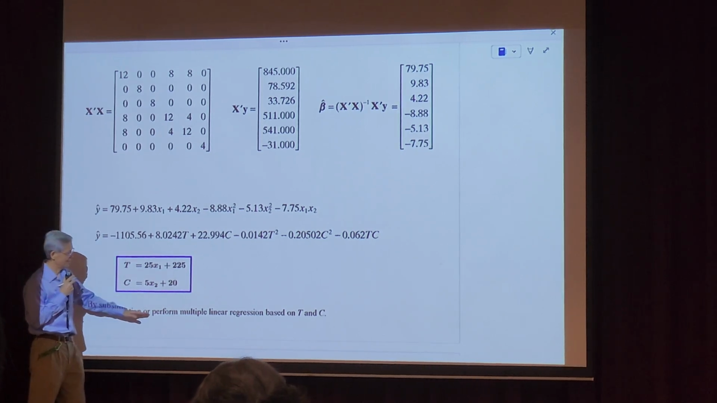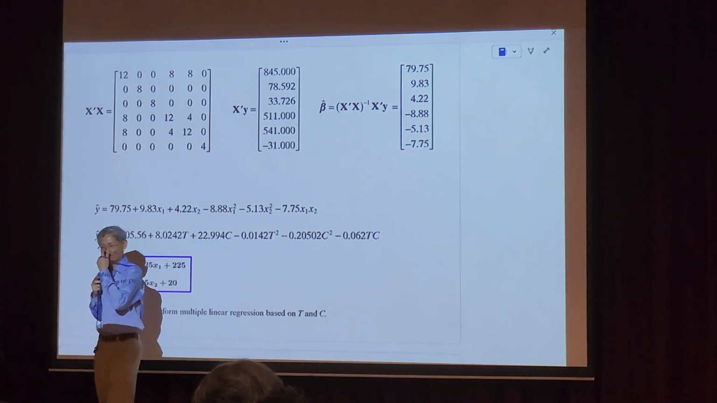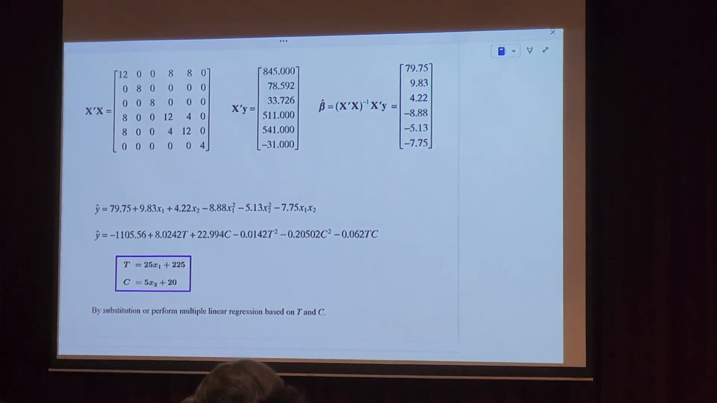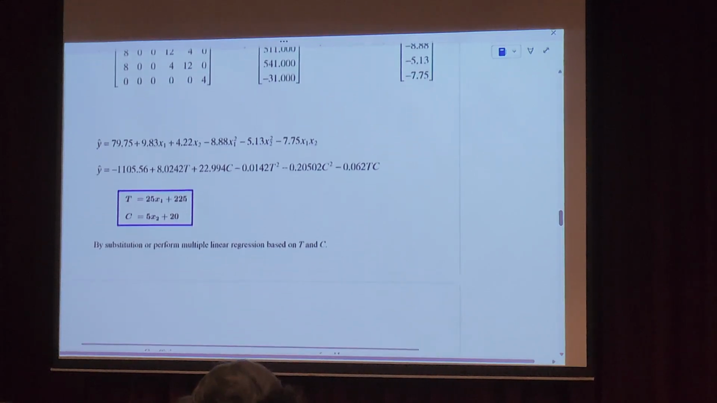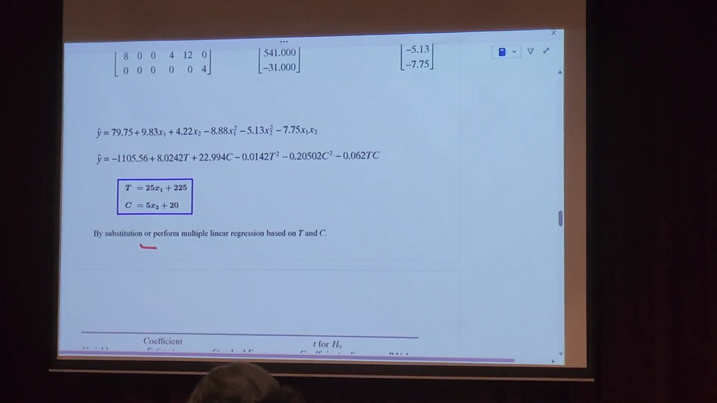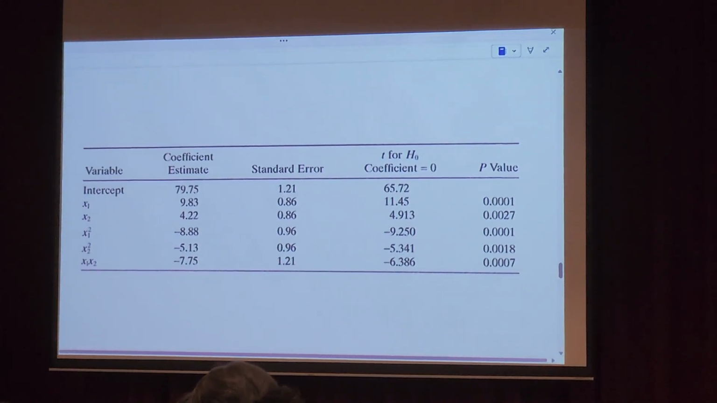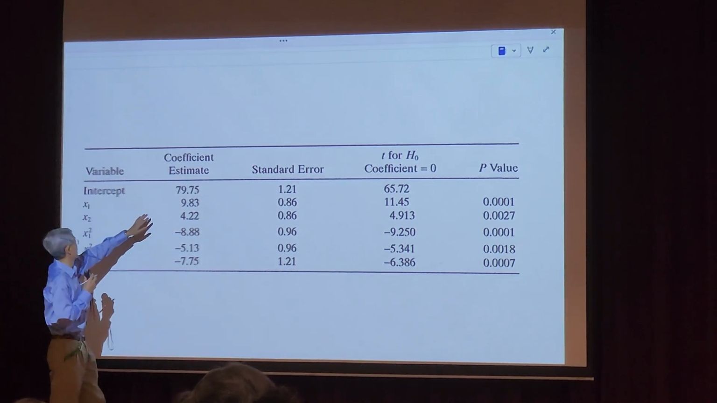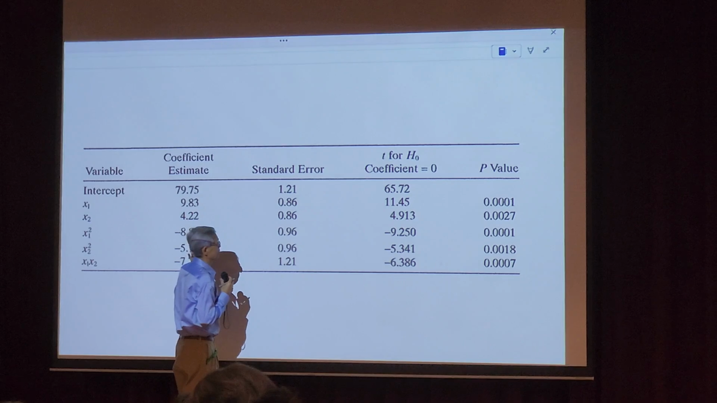Now another way is you can simply perform multiple linear regression based on T and C. You can get a model directly. So that's either you do substitution or you just perform multiple linear regression on T and C. And if you do that, you will get your coefficient estimate here. Here's the standard error for the estimate.